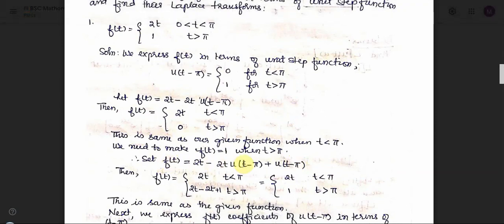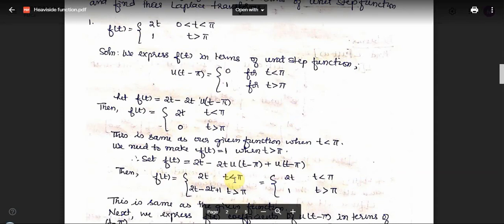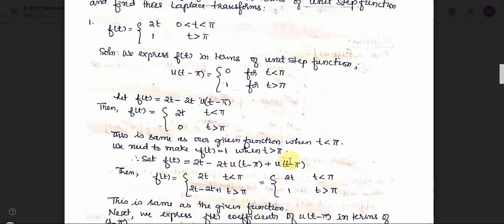Now we will see what happens. Will it match the given function? When t is less than pi, u is going to be 0, therefore only the first term 2t is there. When t is greater than pi, u is going to be 1, therefore 2t minus 2t into 1 plus 1.